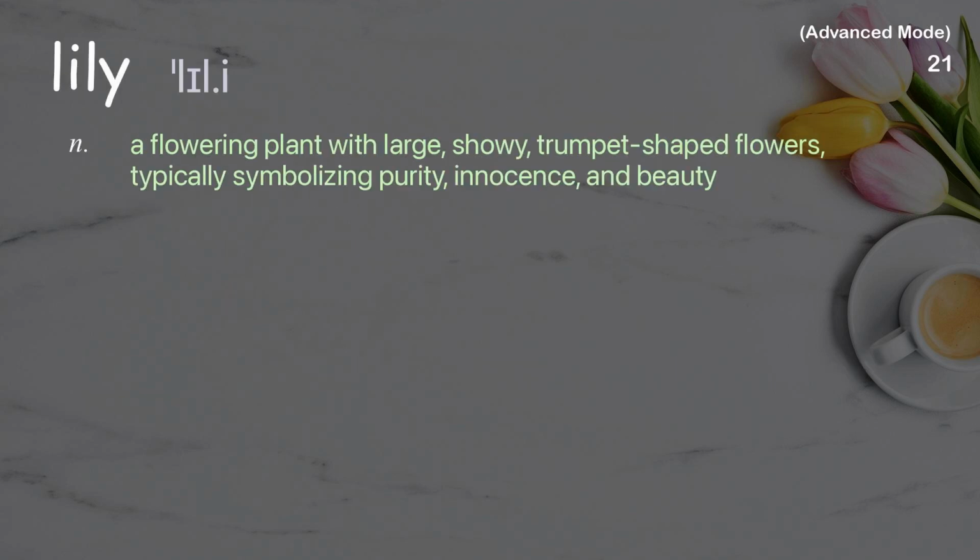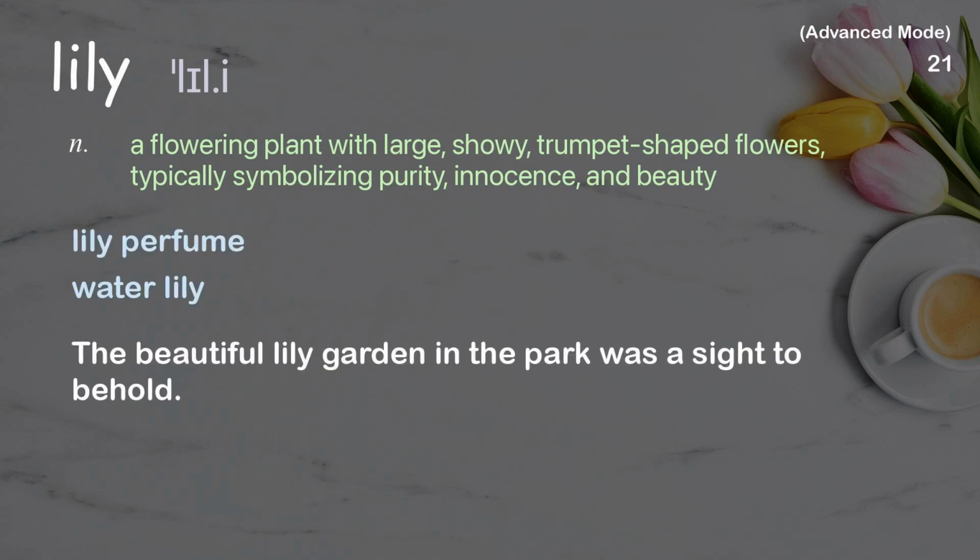Lily. A flowering plant with large, showy, trumpet-shaped flowers, typically symbolizing purity, innocence, and beauty. Examples: Lily perfume. Water lily. The beautiful lily garden in the park was a sight to behold.